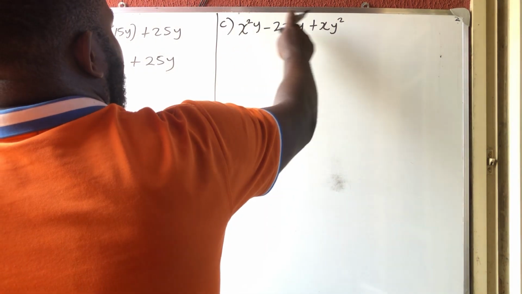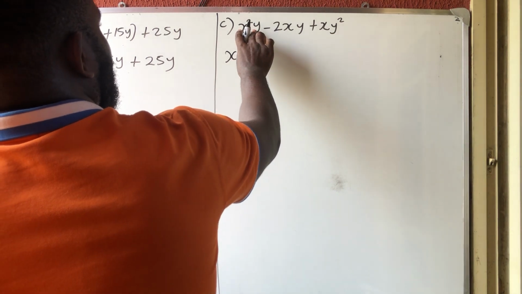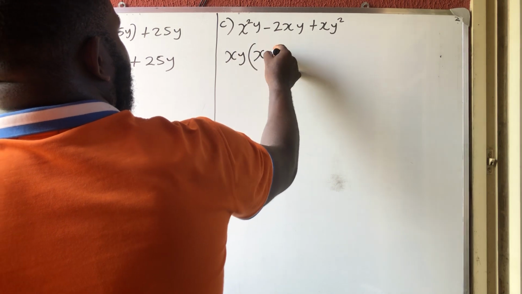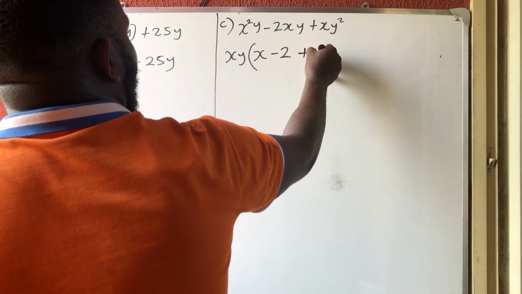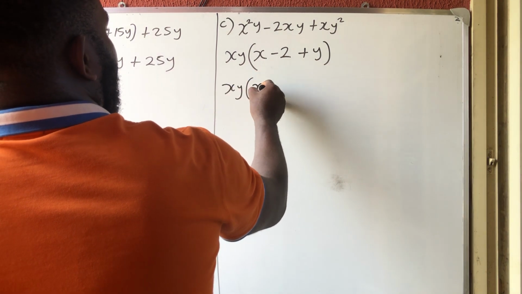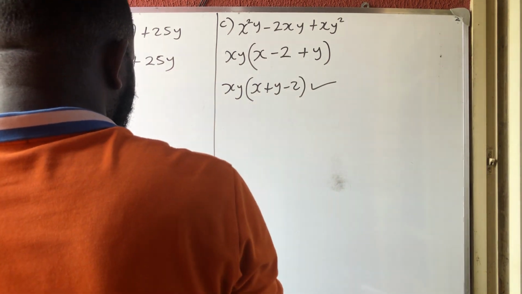Now, all of them have x and y in common. So if I bring out x and y that they have in common, these two divided by this is remaining 1x here. This one divided by this is remaining just 2 here. This one divided by this is remaining just y here. Okay, so this is xy in bracket of x plus y minus 2. So this is the factorization.